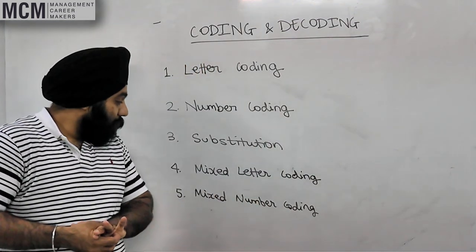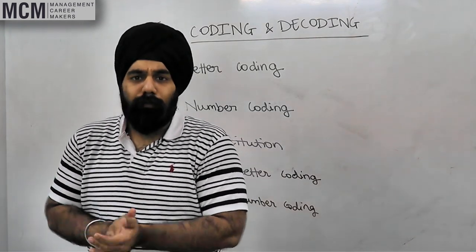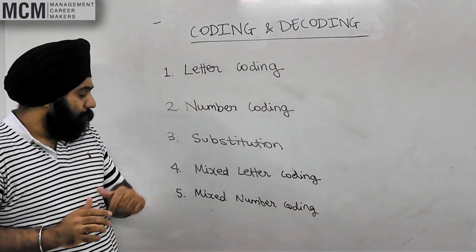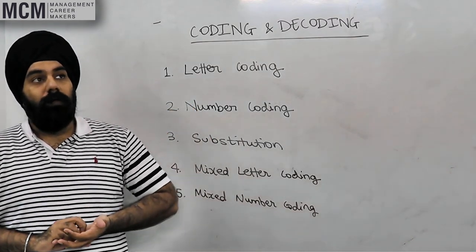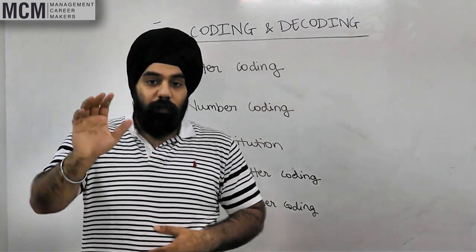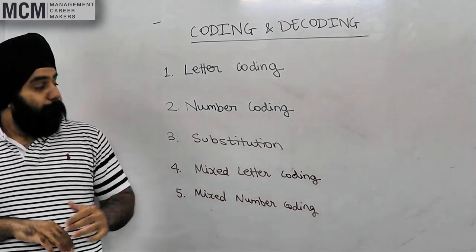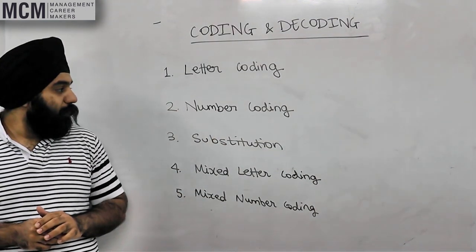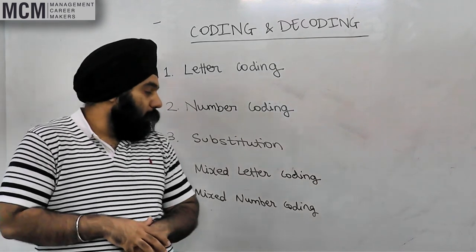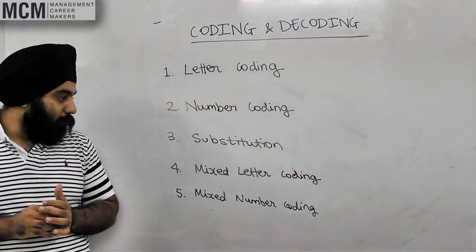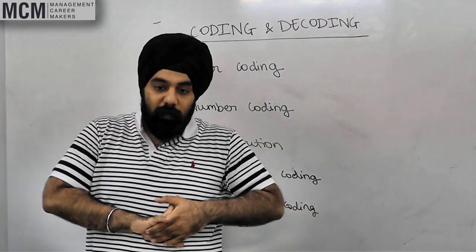We will be basically doing five different types of questions, which are letter coding, number coding, substitution, and mixed letter, mixed number coding. Now, letter coding is essentially using jumbled letters as codes for the information that you want to send. Number coding, as it's mentioned, is essentially just converting the information you want to send into numbers and vice versa. Substitution, I'll have to explain slightly more once we have an example with us. And mixed letter coding and mixed number coding, again, when we go to it, we'll understand through an example.